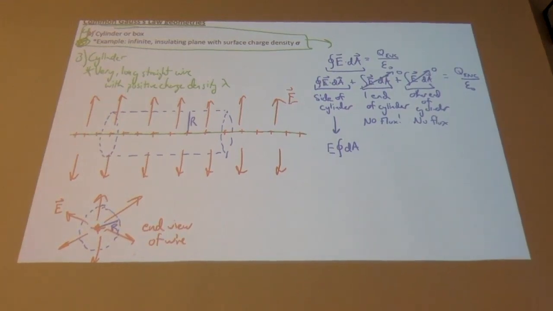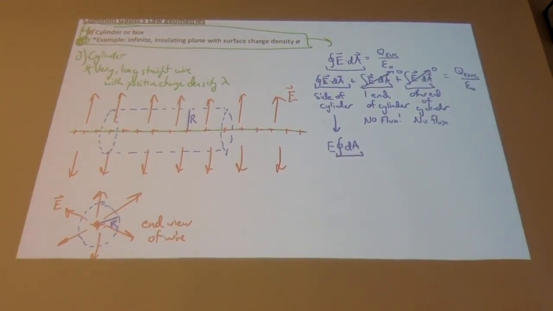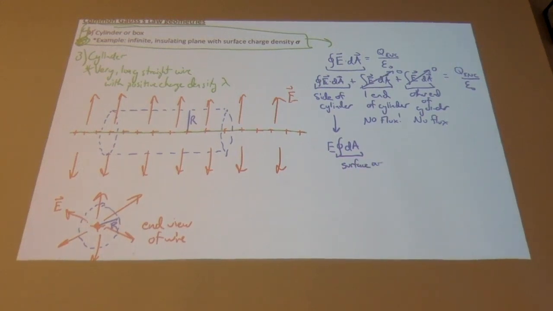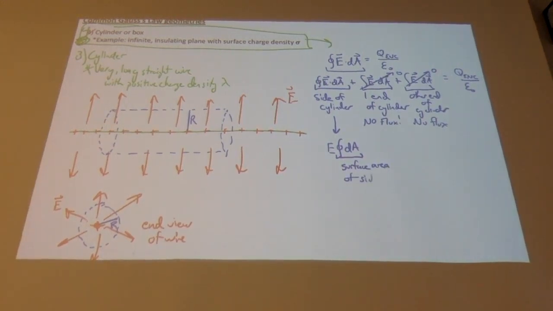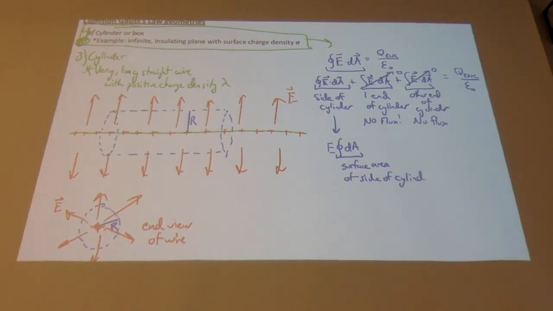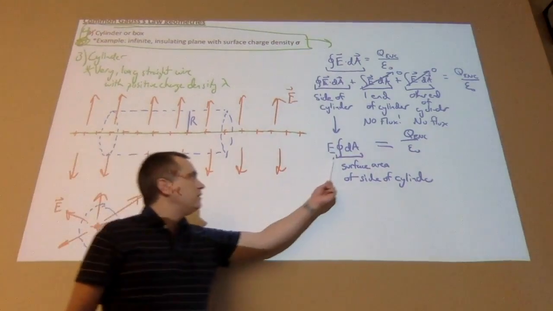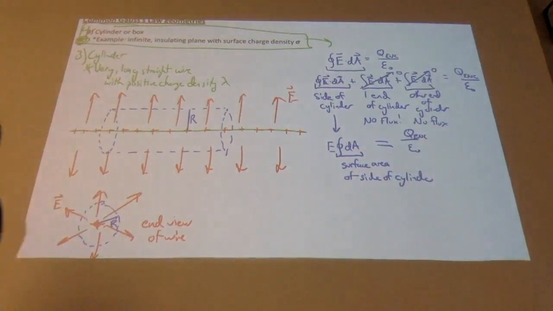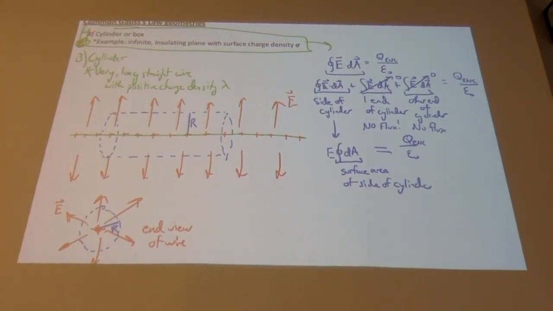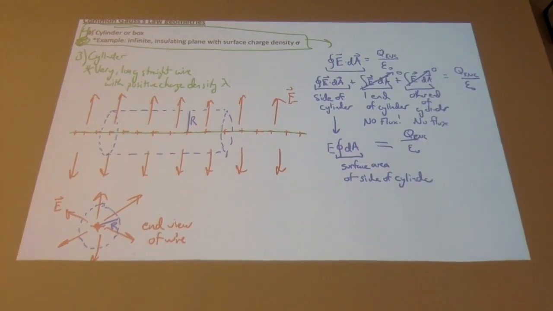And this closed surface integral of dA is just going to be the surface area of the side of the cylinder. We'll put a big equals and put Q enclosed over epsilon naught. We're getting close to an answer here, believe it or not. What's the equation for the surface area of the side of the cylinder? It's close. That's one of the dimensions.